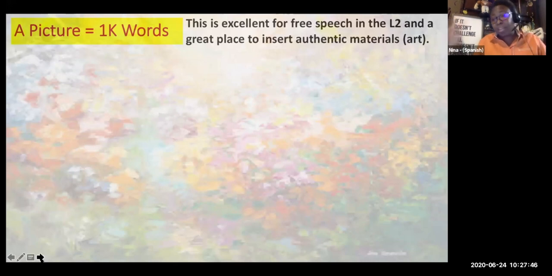And online, it's going to look much like what we just did, except this time you'll see that these feel similar, and they are, and the setup is similar. And it's weird that when you call something a different name, it feels different to students. And I don't know why that is, but it is. So this one is called A Picture's Worth a Thousand Words, but you'll see the similarities. This one is great for free speech, and it's a great place to use authentic art and things that are going on in their world.